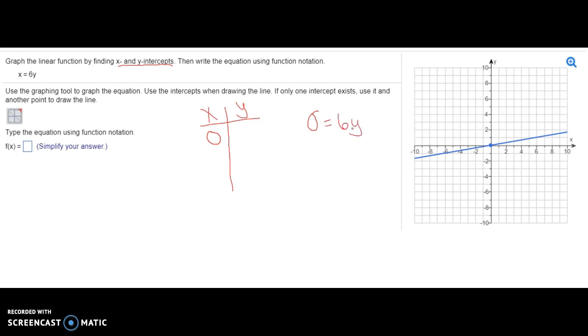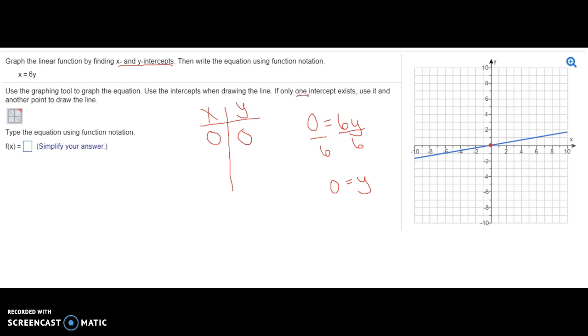0 equals 6y. Sorry, that looks like 6. Let me fix that. Okay, 0. And then divide both sides by 6. And that's still 0. So when x is 0, y is 0. That's your first point there. And because the intercept is 0, 0, that's the only intercept we're going to have.